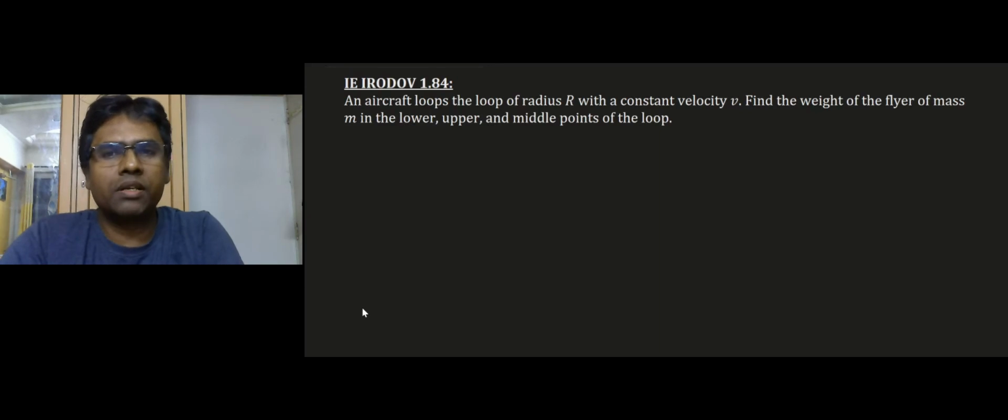In this problem, it is mentioned that an aircraft loops the loop of radius r with a constant, again, it's not velocity, it's a constant speed v. Loop the loop here is a vertical circle. So a flyer takes an aircraft along a vertical circle with constant speed v, and we're asked to find the weight of the flyer if he has a mass m at 3 locations, at the lowermost point and the uppermost point and the middle points of the loop.